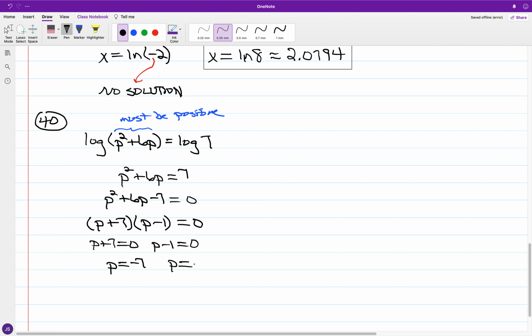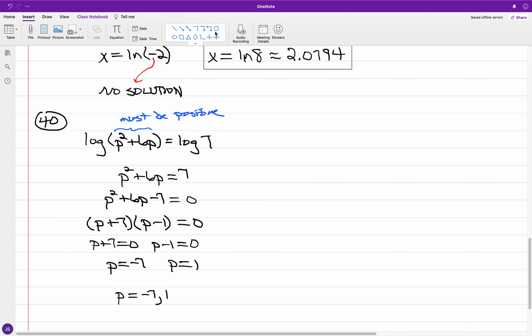And so with our attempted solutions, at negative 7, if I plug in, the square of negative 7 is positive 49. 6 times negative 7 is negative 42. 49 minus 42 is positive 7. That checks out. 1 squared is 1. 6 times 1 is 6. 1 plus 6 is also a positive 7. So both of these solutions do check out. So the values of p that will make this equation true are negative 7 and positive 1.